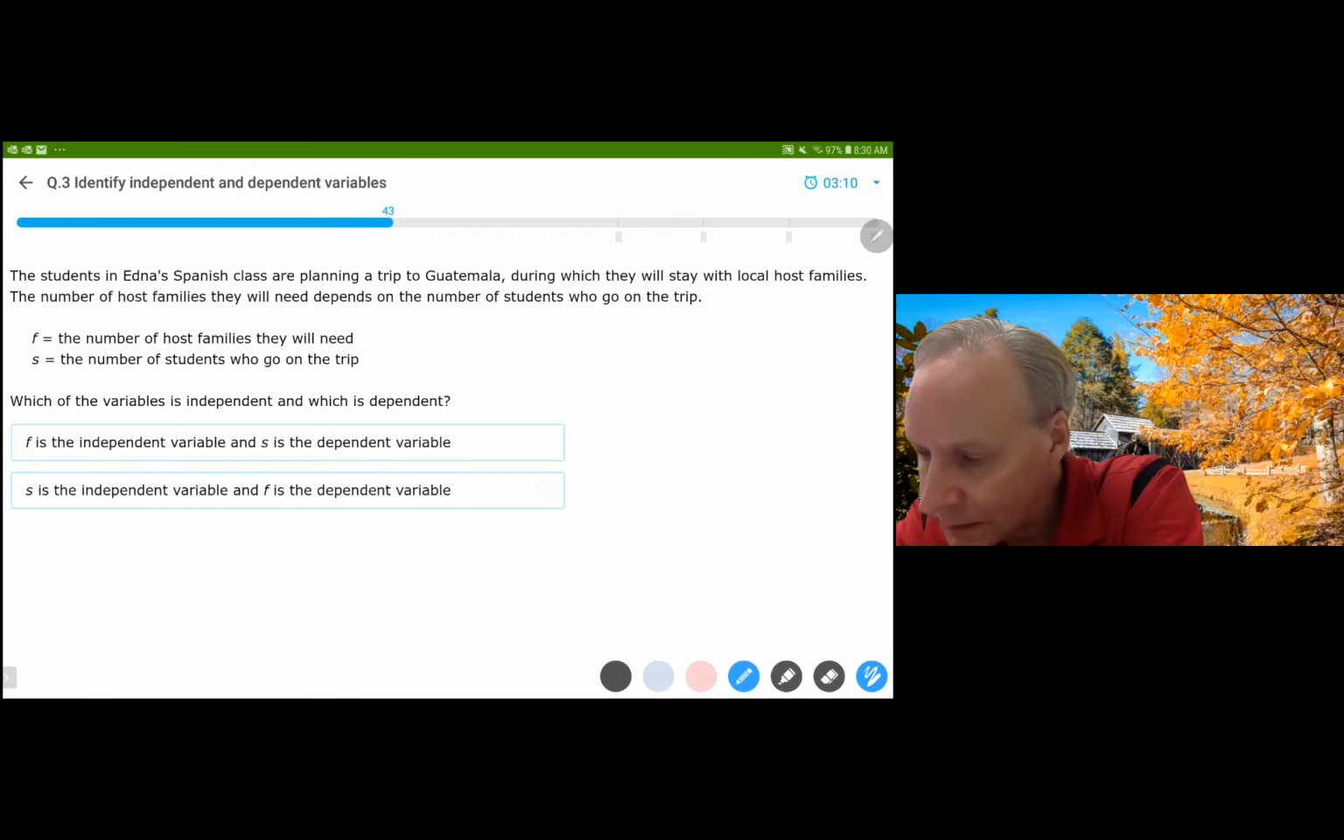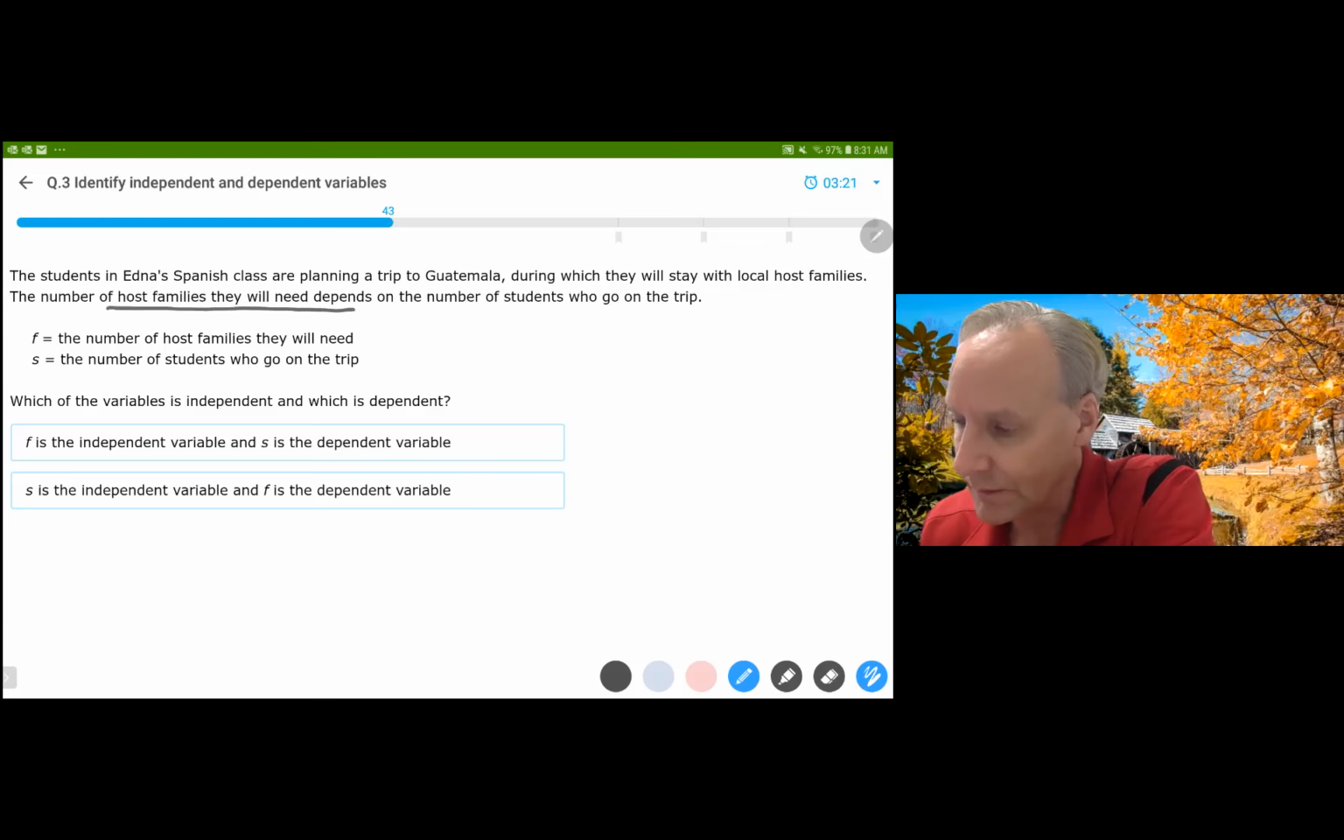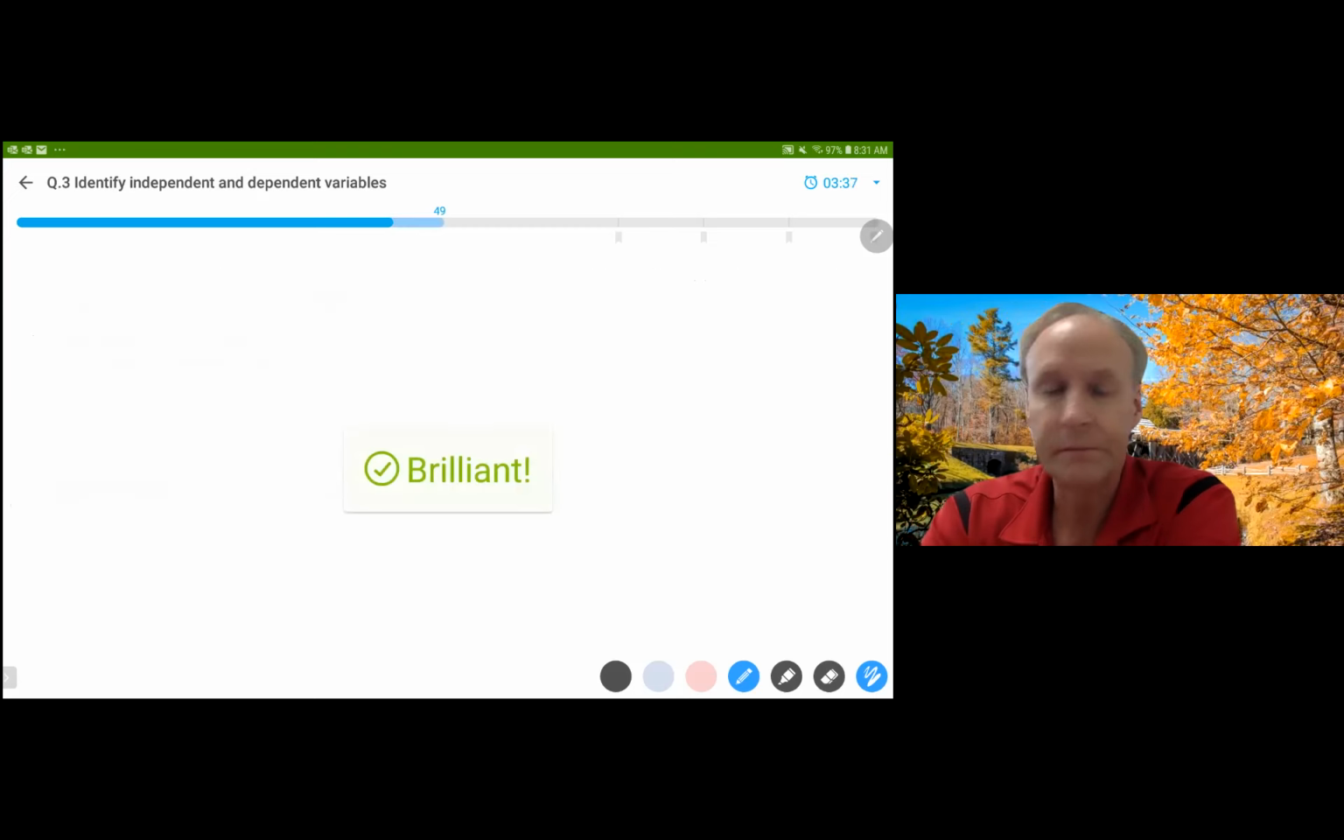So students in Edna's Spanish class are planning a trip to Guatemala, during which they'll stay at local host families. The number of host families will need, okay, so the number of host families is the dependent, isn't it? Which is F. So F is the dependent, and the number of students going on the trip is the independent. That one right there.